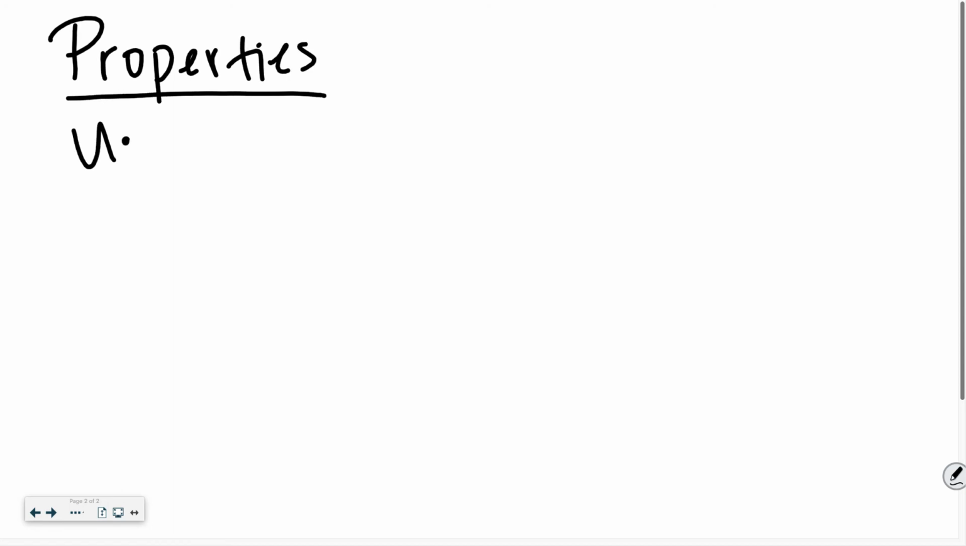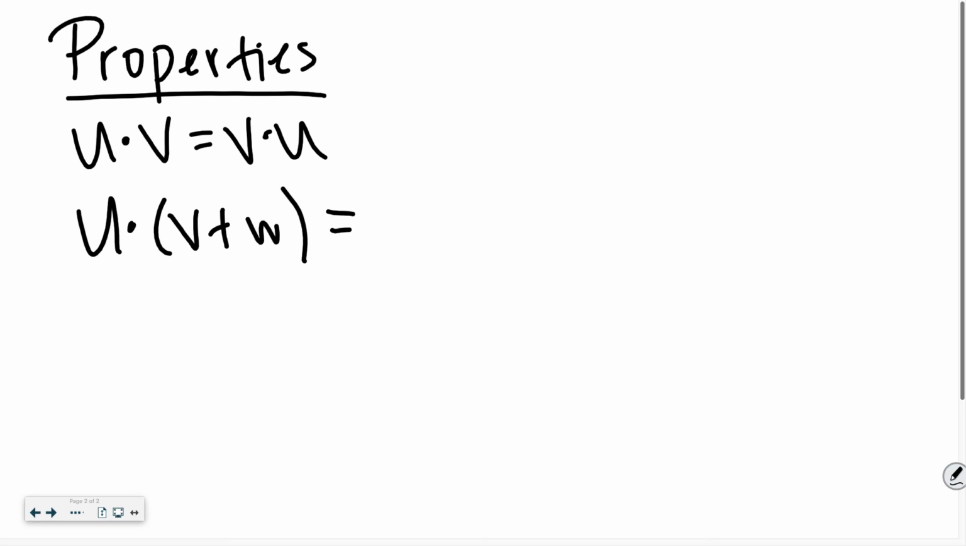Let's recall some properties. U dot V is the same as V dot U. The dot product is a commutative operation. Properties are all the same from two-dimensional to three-dimensional. I don't have all the properties yet.